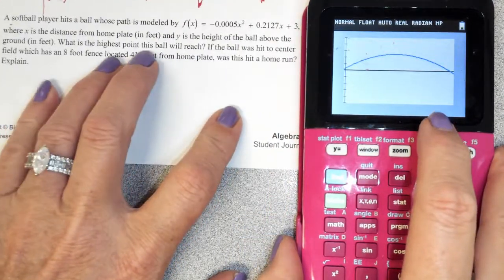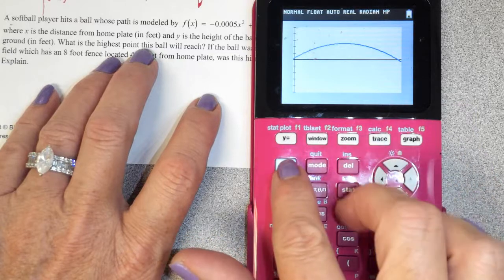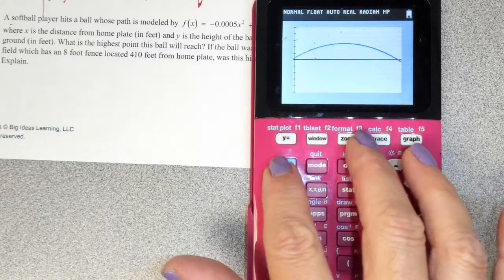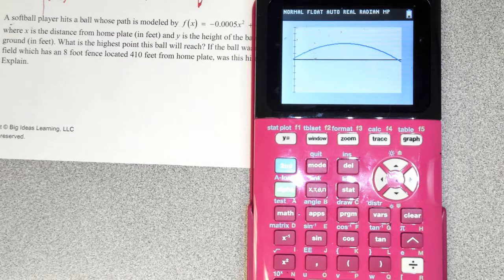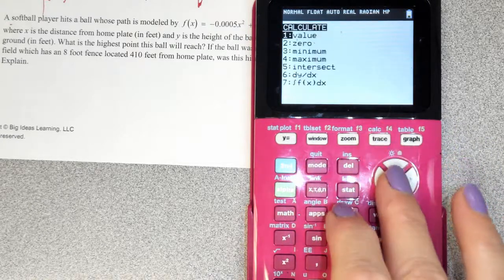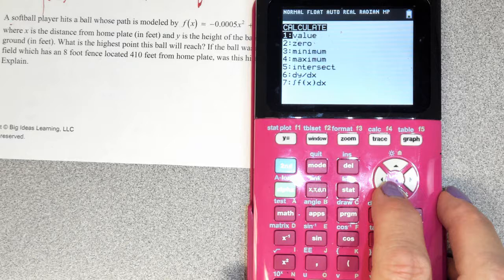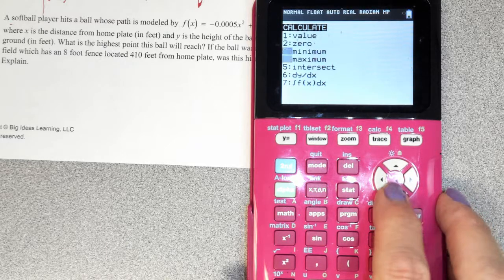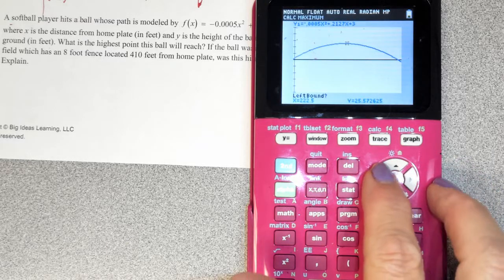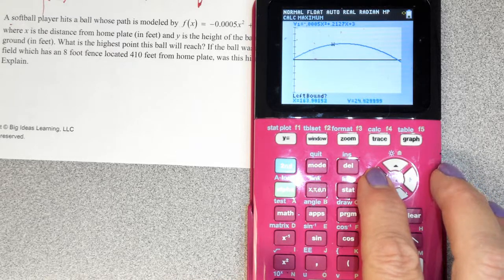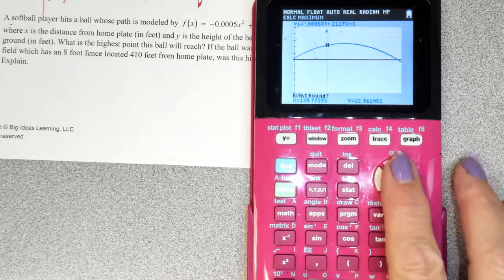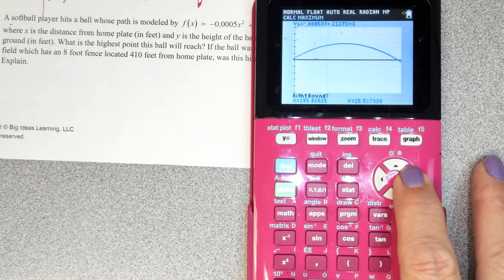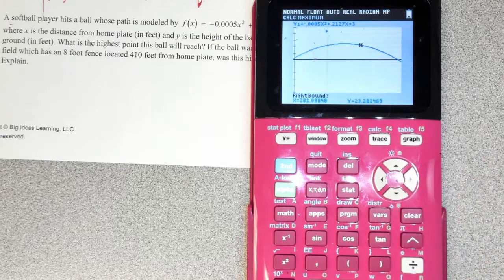All right, so now we want to see what's the highest point this ball will reach. Do you know where to go? Alexis, do you know where we go to find the highest point? Second trace, right? And now which one do we want? For the highest point. Maximum, good. So we're going to go to maximum. I have to go to the left side, just anywhere to the left. That looks good. Anywhere to the right. I got to make sure I'm to the right of that highest point. That looks good. And then one more enter.